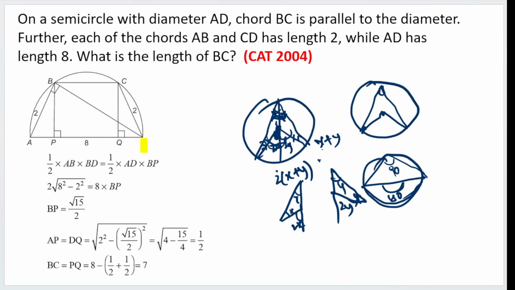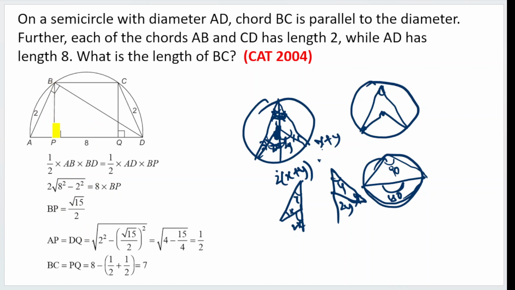Now BD, what is BD? BD is under root 8 square minus 2 square, because 8 is the hypotenuse and 2 is the other side. So half into AB, which is 2, into under root 8 square minus 2 square, is the area of this triangle ABD. This is equal to half into 8 into BP. So equating these two, we get BP as root 15 by 2.